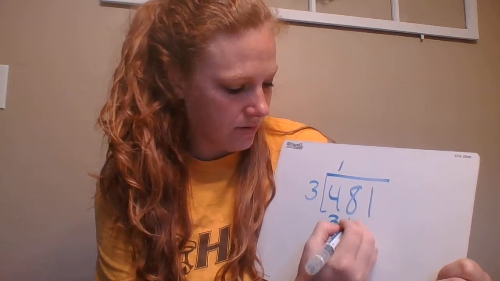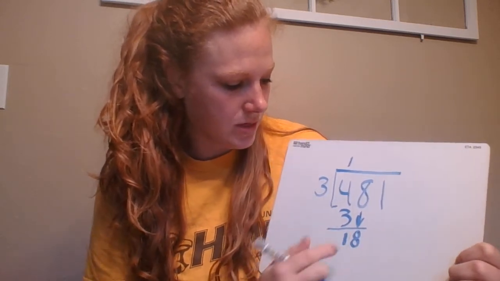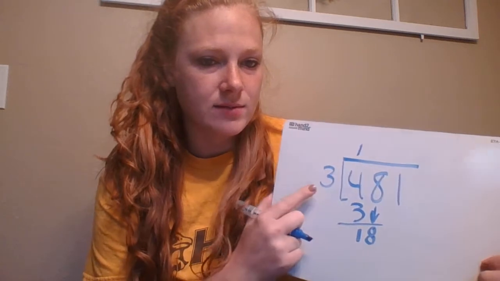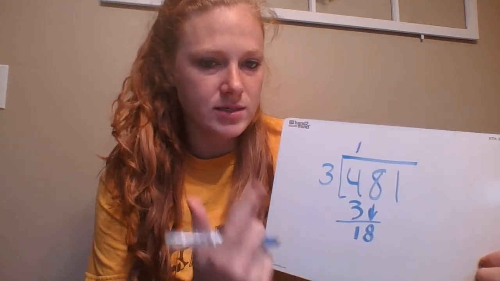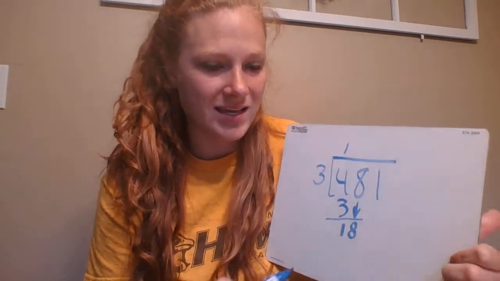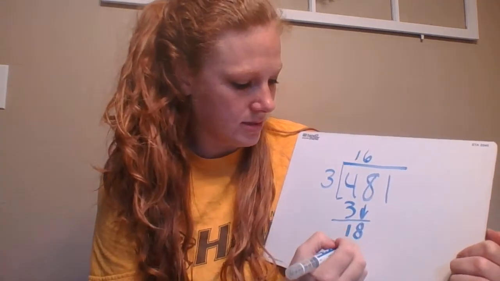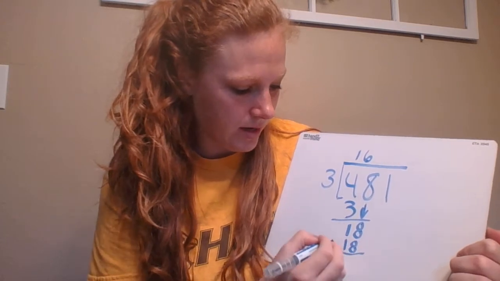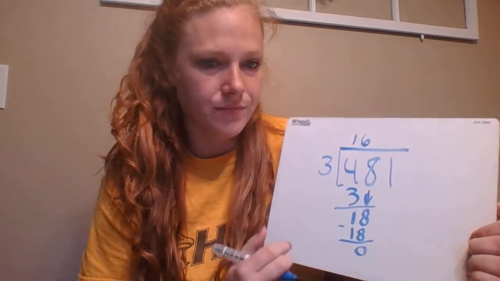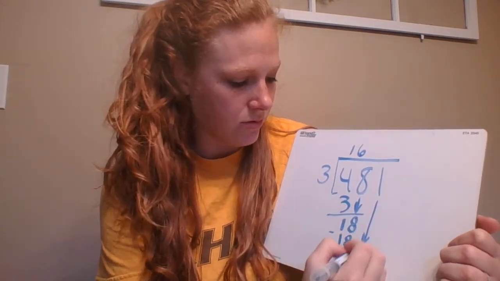Next, I bring down my 8. So I have 18. How many times can 3 go into 18? 3, 6, 9, 12, 15, 18. So 6 times. 6 times 3 is 18. I subtract, I get 0. Next, I bring down my 1.